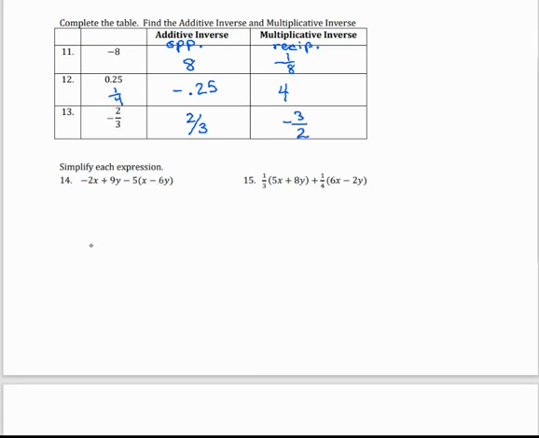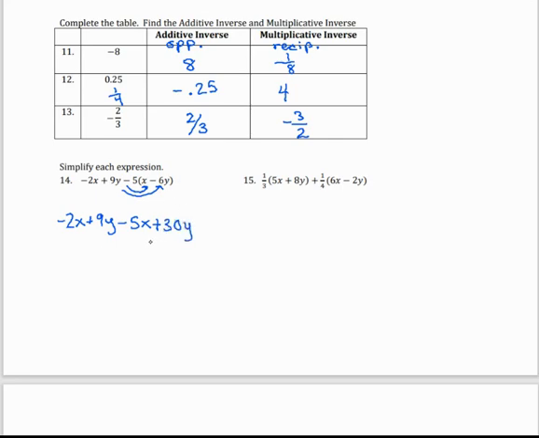So after that, any exponents? Nope. So then I go to multiplication and division, and I do see some multiplication right here, right? So I'm just going to copy -2x plus 9y. That comes down. But now I need to distribute the -5. So we have -5x. Remember, -5 times -6y will become +30y.